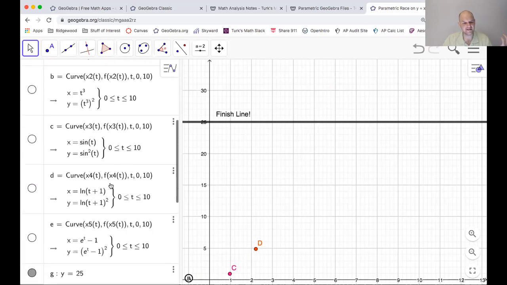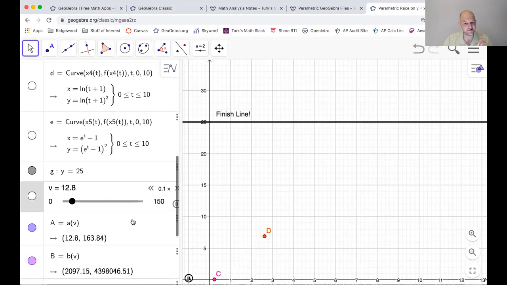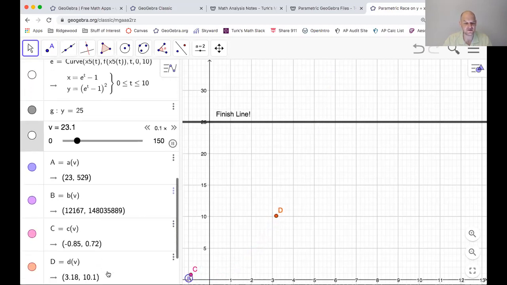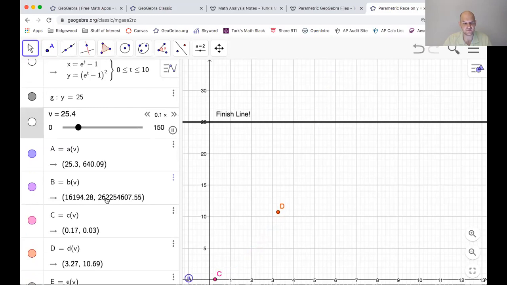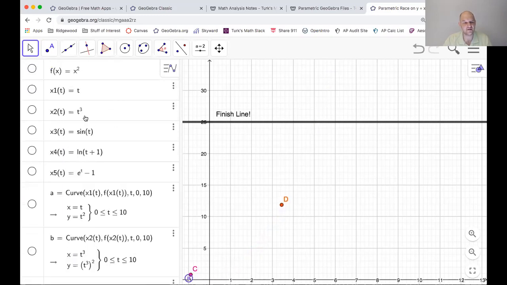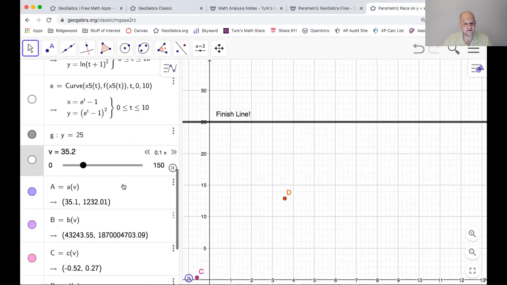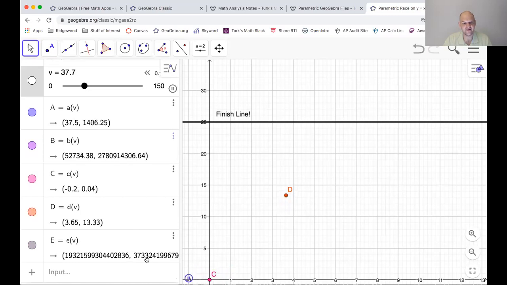D is the natural log. Going to get there eventually, but it's going to take a really long time. C is the sine thing. It's just whatever. You can see B is like off the charts. Like this is the y coordinate currently for B. B is a t cubed, and then x5. Where are you? It's out here. It's going to be scientific notation pretty soon.